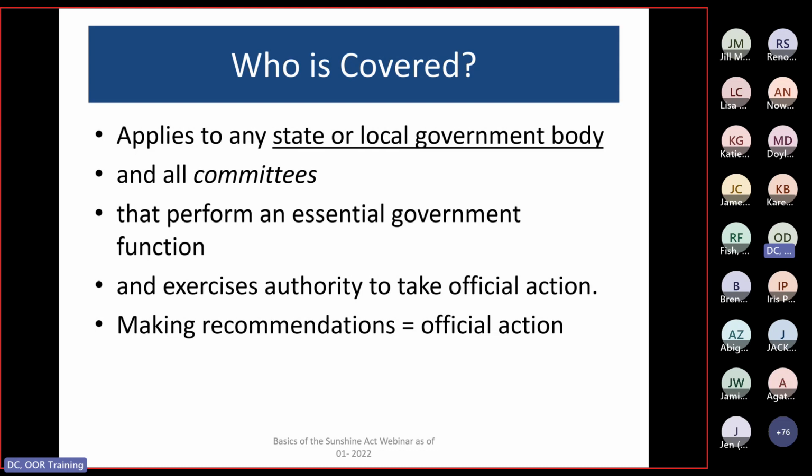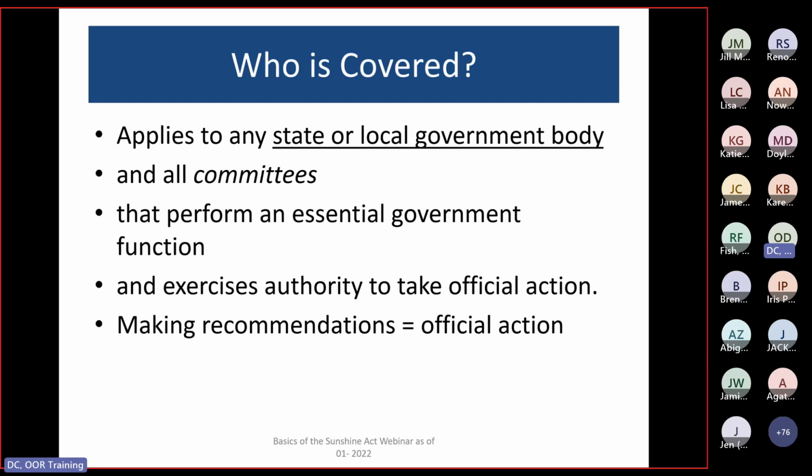Okay, and then I think it's interesting to make note of the definition of official action, which does include the term making recommendations. So if you have a committee that performs an essential government function and comes back to the main board, the elected board, with recommendations, there's a very good chance that the gatherings of that committee, because they're making recommendations, would be subject to the provisions of the Sunshine Act.